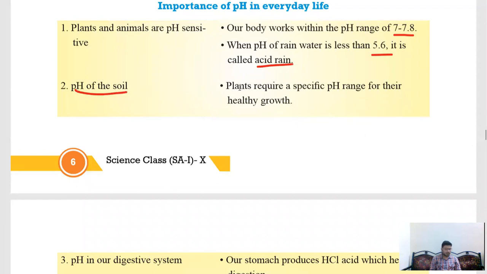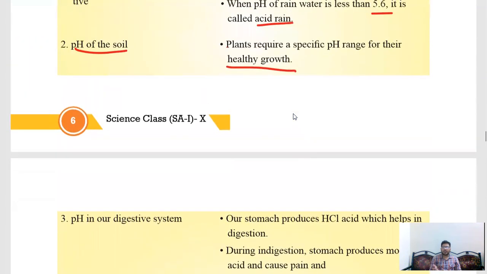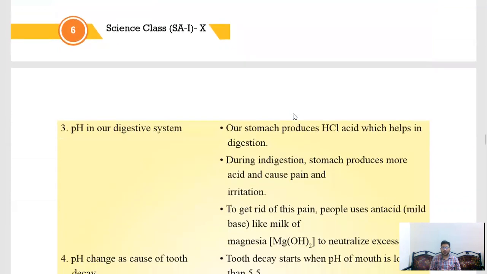pH of soil. If you take soil, pH should be maintained for healthy growth of plants. If soil is acidic, add base. If soil is basic, add acid to make it neutral.